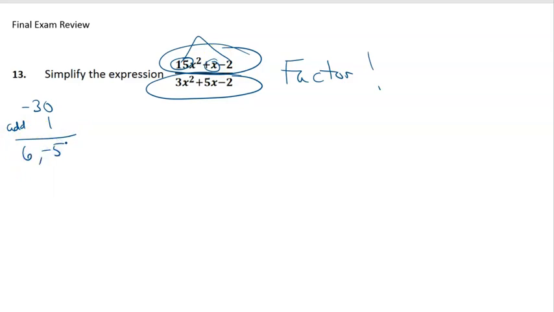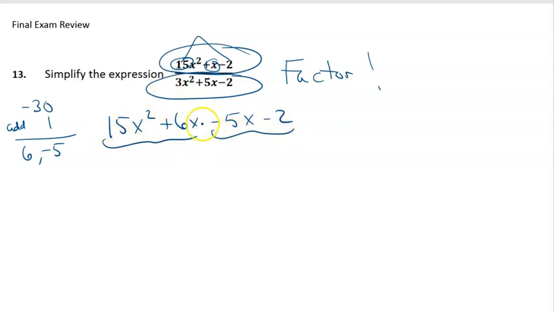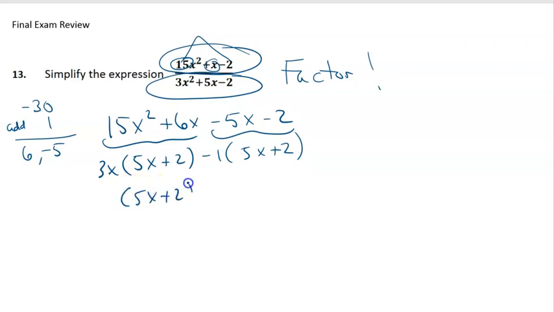Oh, wait, it's supposed to add to be positive 1. That is add to be positive 1, right? And does multiply to be negative 30. So what am I going to do with that? I'm going to rewrite it as 15x squared plus 6x minus 5x minus 2. Remember, you have to do that, or you have to do trial and error. Biggest thing that comes out of here when I do factor by grouping is 3x. That leaves 5x plus 2. Biggest thing that comes out of here is a negative 1. That also leaves 5x plus 2, which means my final factored numerator is 5x plus 2, the one that matches, times 3x minus 1, the guys out front. So I'm going to write that over here, 5x plus 2 times 3x minus 1.